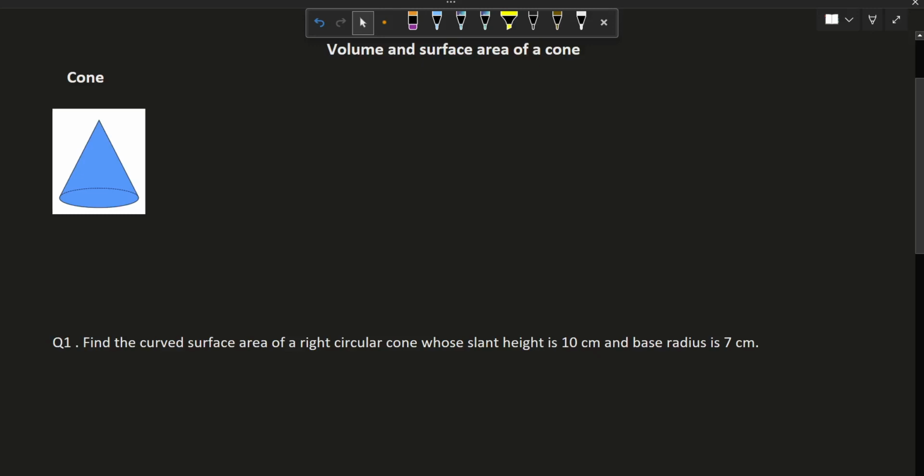Hello students. Today let us learn volume and surface area of cone. Okay, so let's begin with our work. So today we are going to learn volume and surface area of a cone.